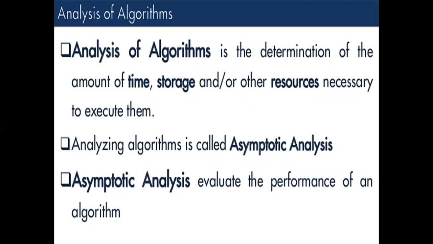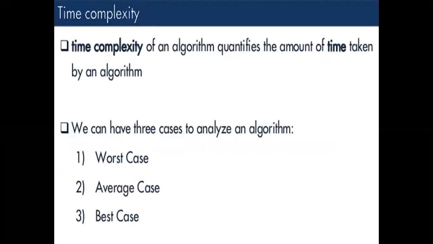This analysis of algorithms is also called asymptotic analysis. Asymptotic analysis evaluates the performance of an algorithm. To evaluate the performance, we analyze the algorithm in terms of storage and in terms of time. So analysis is divided into two categories: time complexity and space complexity. Here we will mainly discuss time complexity, which is very important.